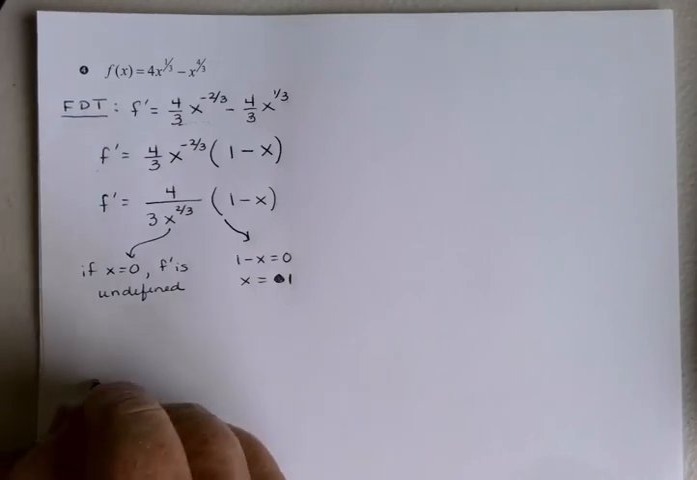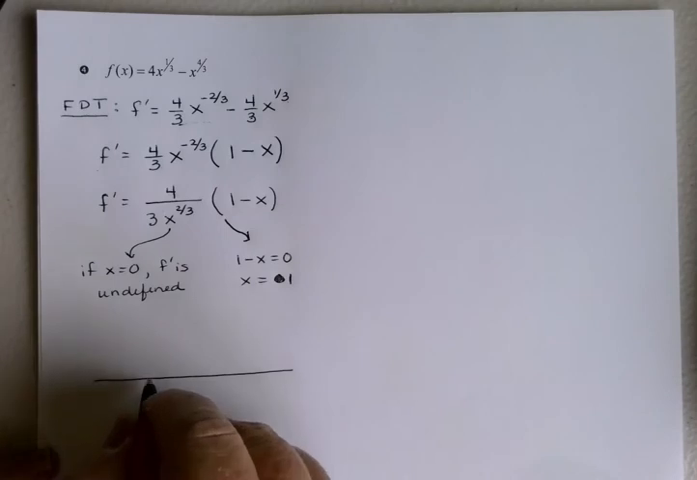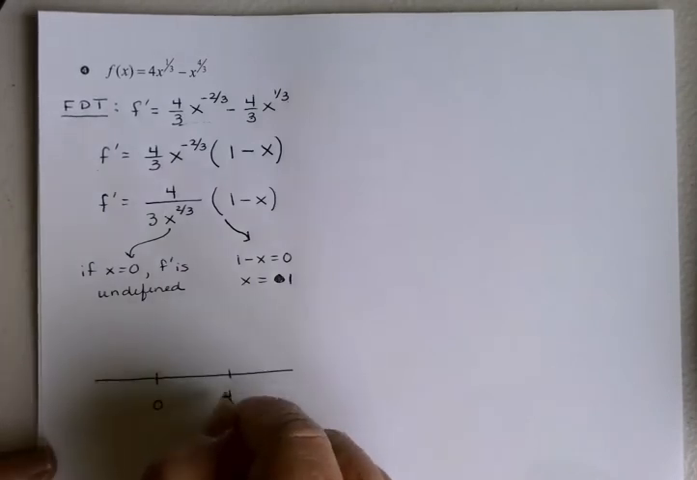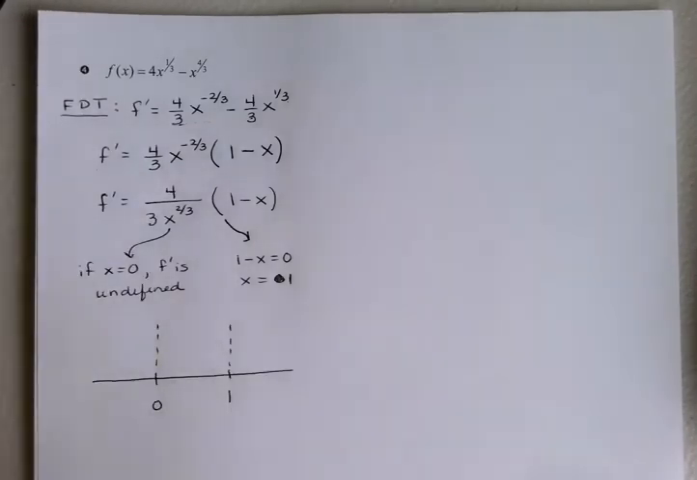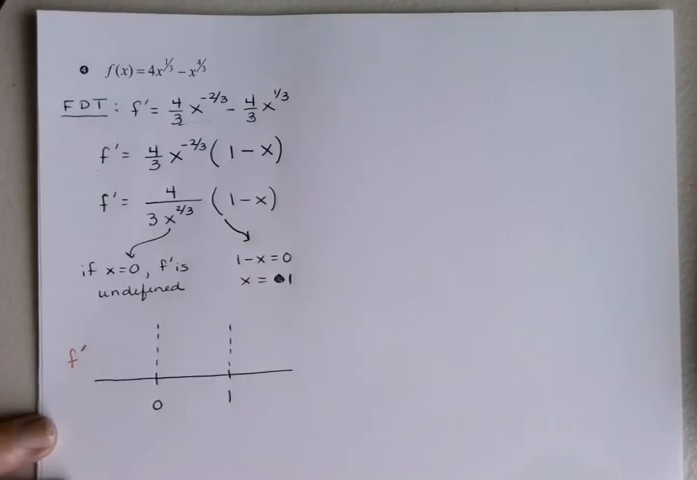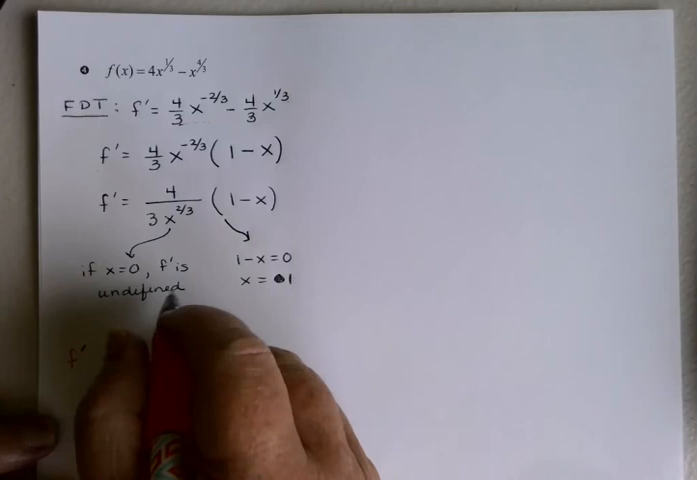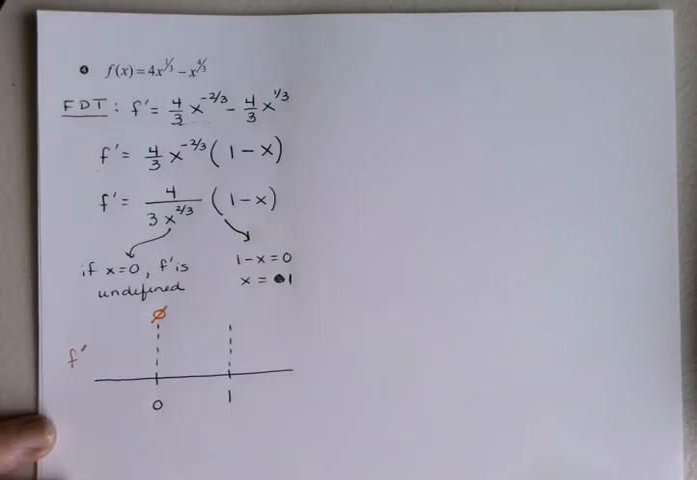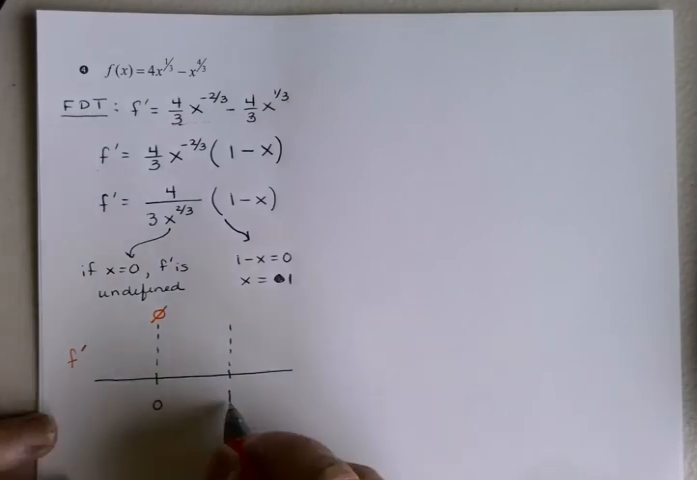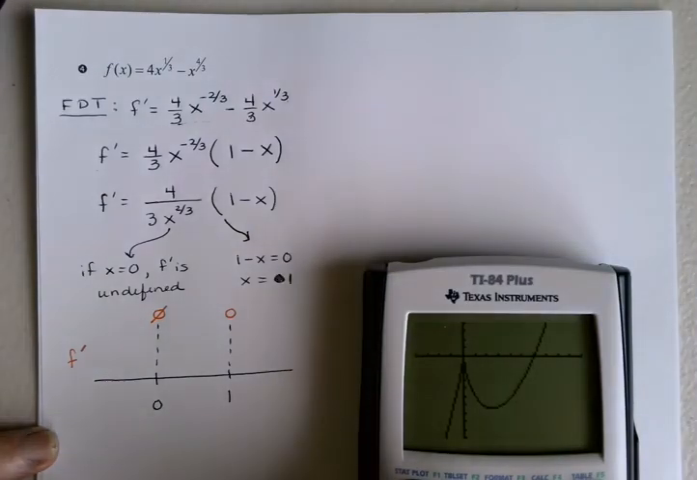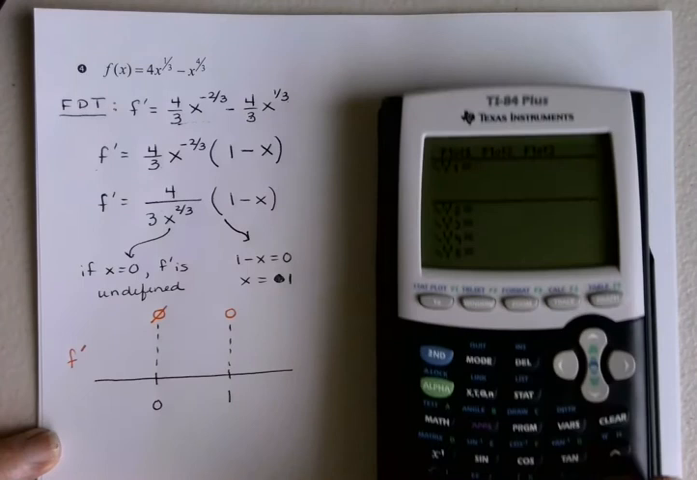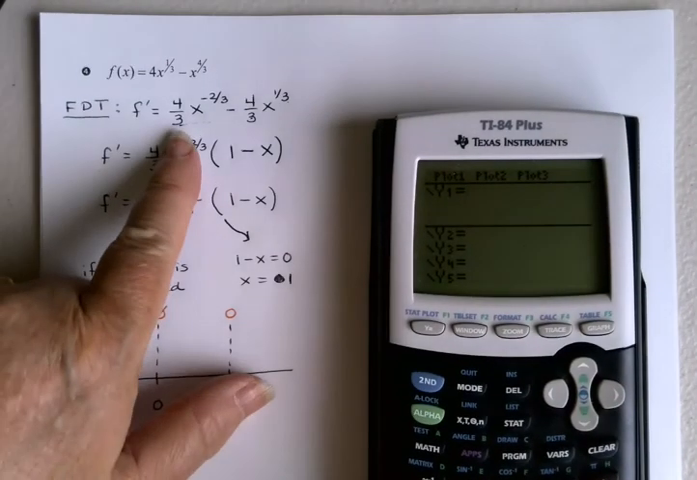So let's test. 0 and 1 are critical values, and this is our first derivative test. At 0, f prime was undefined. So again, I know that the tangent line there is vertical, or at least it's some kind of a sharp point or something. And at 1, the derivative was 0. So that's going to be a horizontal tangent line. We'll do some test values and see what's going on here. I'm going to put that first derivative into my calculator right here.